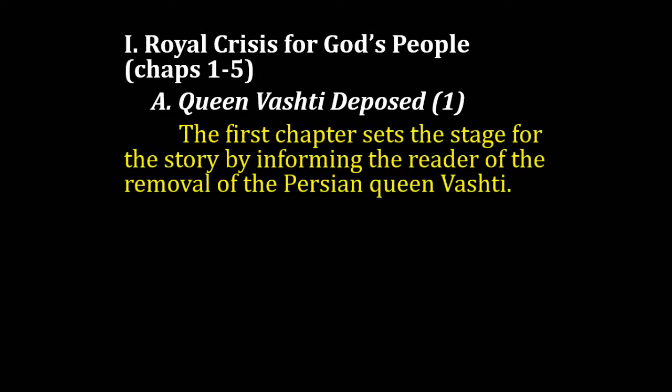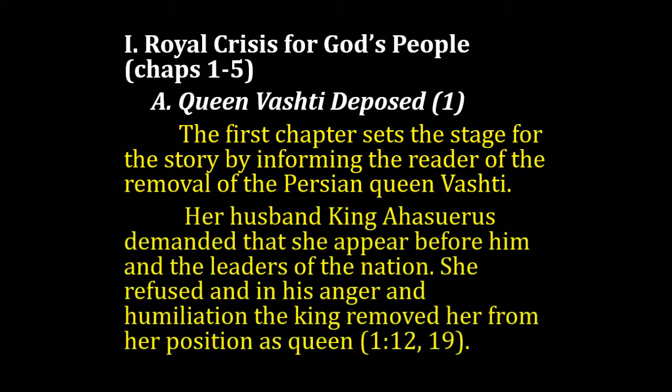So beginning out in the first 5 chapters, we have the royal crisis for God's people. We have Queen Vashti deposed in chapter 1. And this is going to set a stage for us. The first chapter sets the stage for the story by informing the reader of the removal of the Persian Queen Vashti. Her husband, King Ahasuerus, demanded that she appear before him and the leaders of the nation, and she refused, and in his anger and humiliation, the king removed her from her position as queen, and the stage has been set.